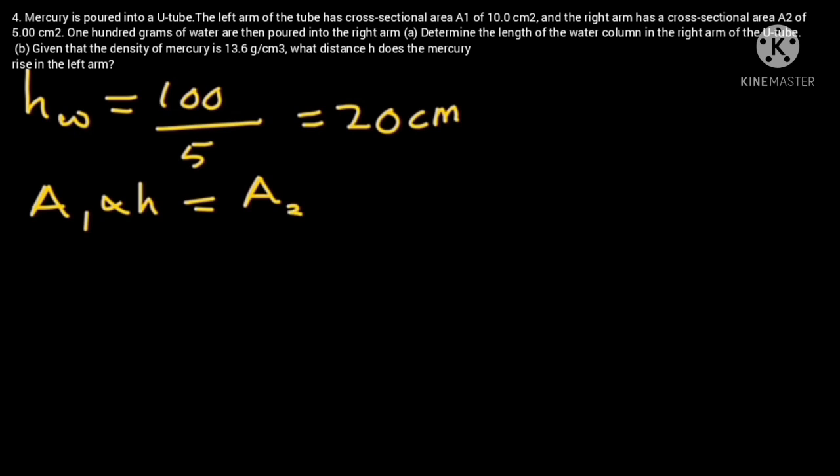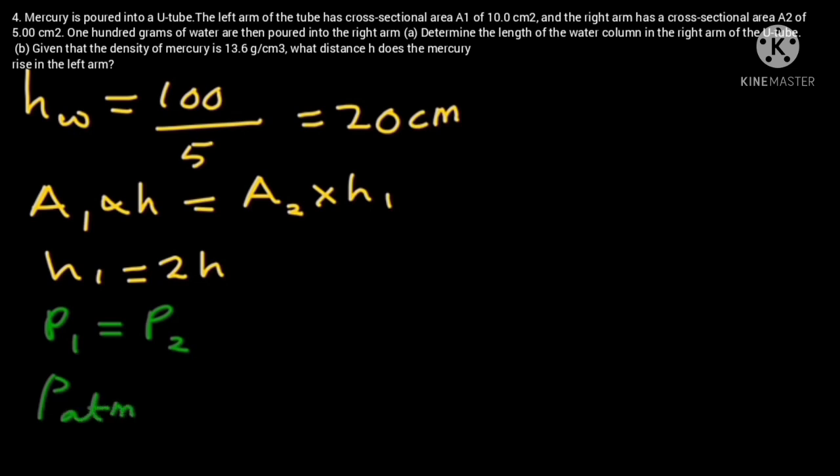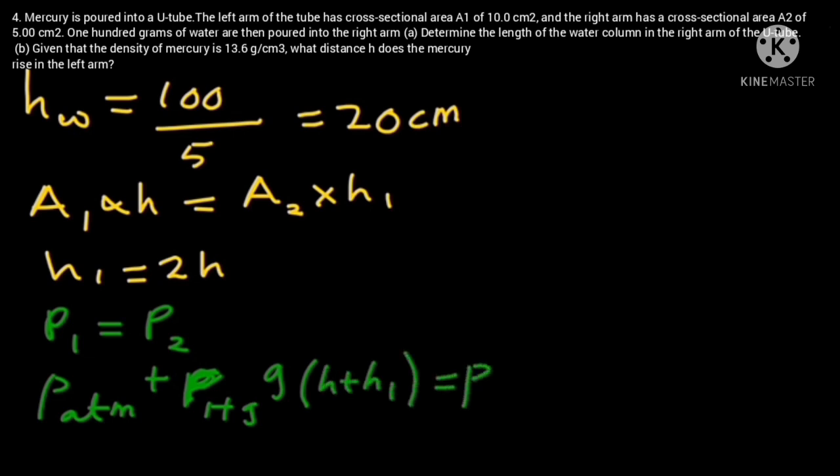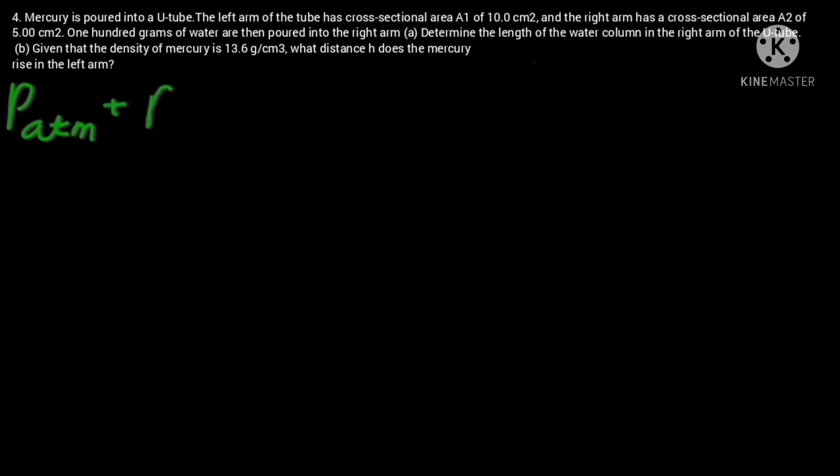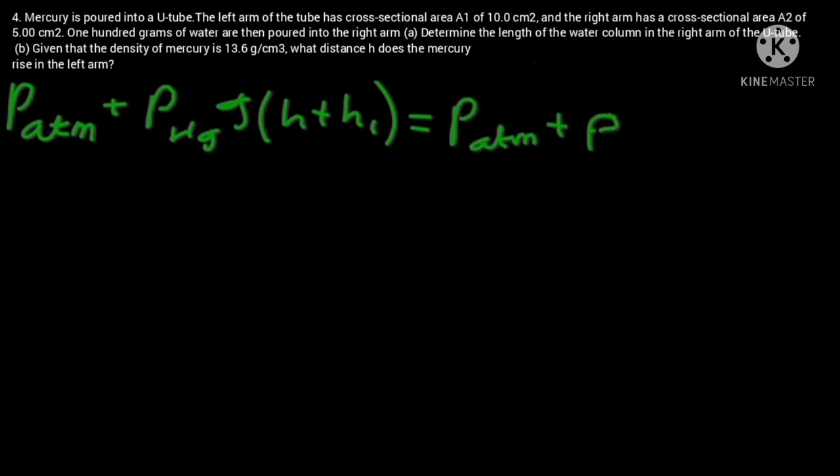And then let's go to question 2. The distance h of the mercury lies in the left arm. So we are going to say h1 is equal to h. Then we are going to say pressure 1 is equal to pressure 2, because it's balanced. So pressure 1 is atmospheric pressure plus density of mercury times gravitational force times h plus h1, is equal to atmospheric pressure plus density of water times gravitation times hw. So let me write it here. Atmospheric pressure plus density of mercury times gravitation times h plus h1 is equal to atmospheric pressure plus density of water times gravitation times hw.